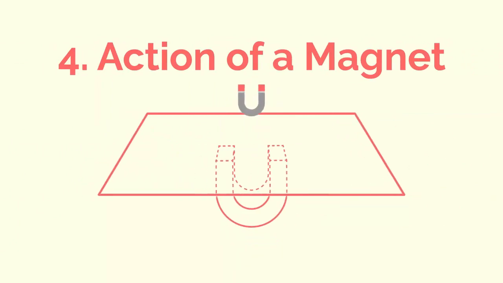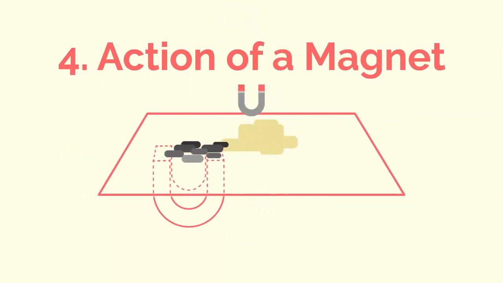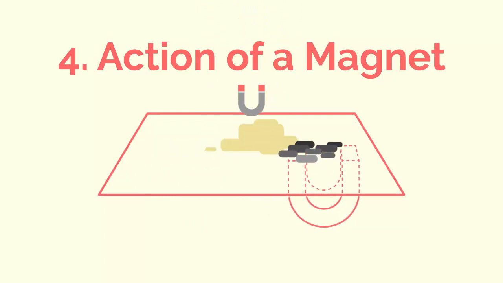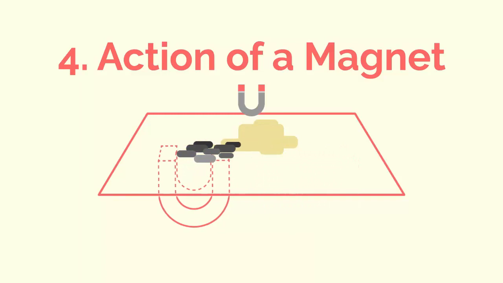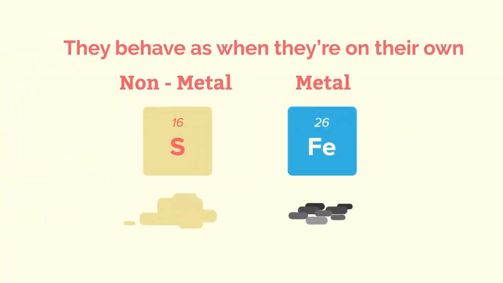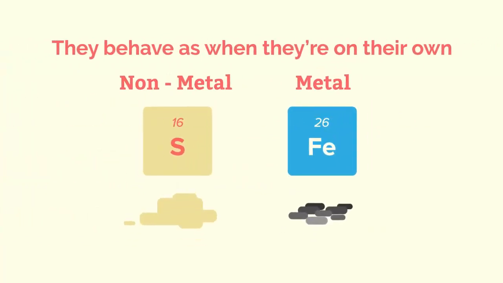As the magnet is moved underneath the paper, you will see that iron is attracted, but the sulfur is not. Again, as in the test with water, the iron and sulfur can be separated, illustrating the fact that the components of the mixture can easily be separated by physical means. From these 4 tests, it can be seen that the components of a mixture behave in the exact same way as they did when they were on their own. That is, they retain their separate identities.